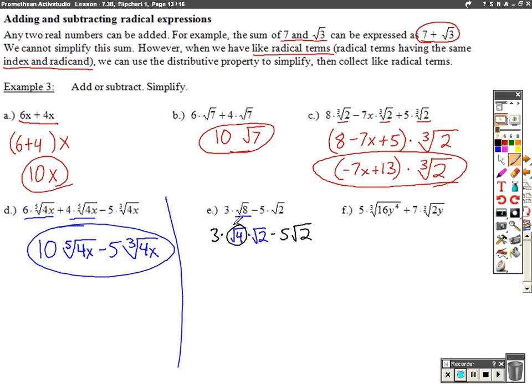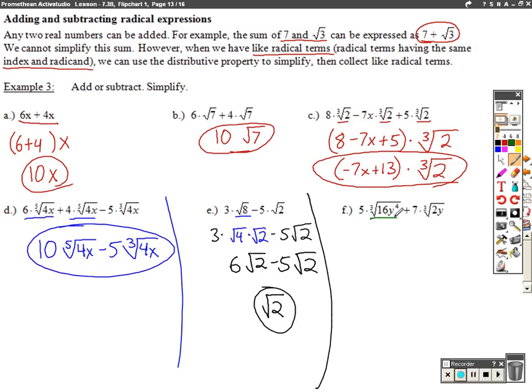Well, since the square root of 4 is 2, 3 times 2 is 6 times the square root of 2 minus 5 times the square root of 2. Now you can see we have like radicals. Same index of 2, same radicand of 2. 6 minus 5 is 1, so you're just left with the square root of 2. So sometimes you have to actually simplify the radical to get like radicals.